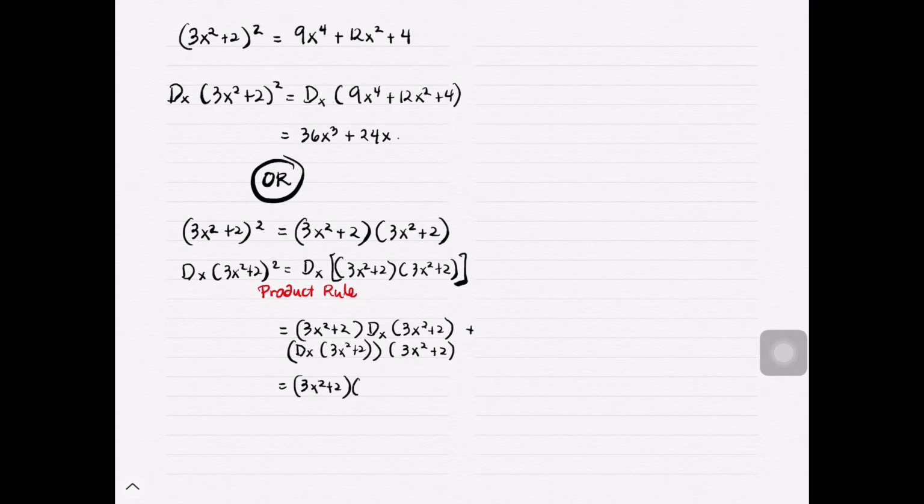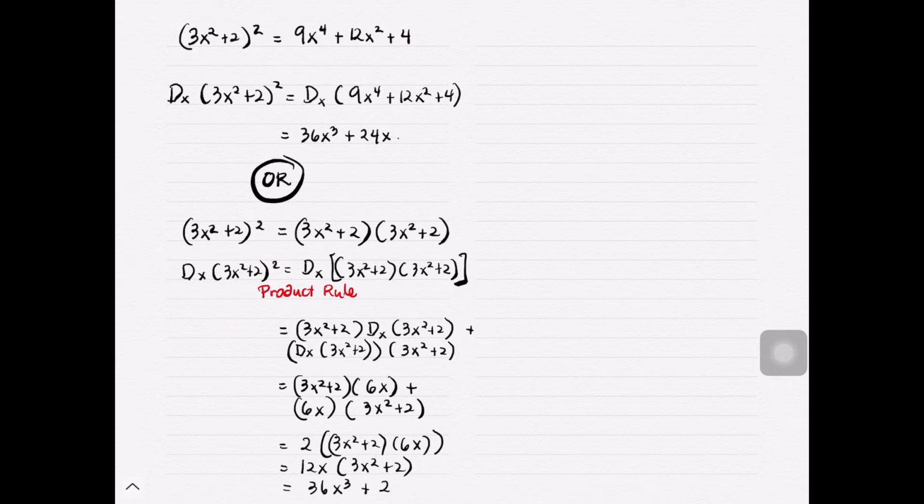Since our first and second functions here are the same, which would be 3x squared plus 2, notice that our addends, 3x squared plus 2 times 6x, would be the same, and so we have 2 times 3x squared plus 2 times 6x, giving us 36x cubed plus 24x, which is the same answer that we got earlier.